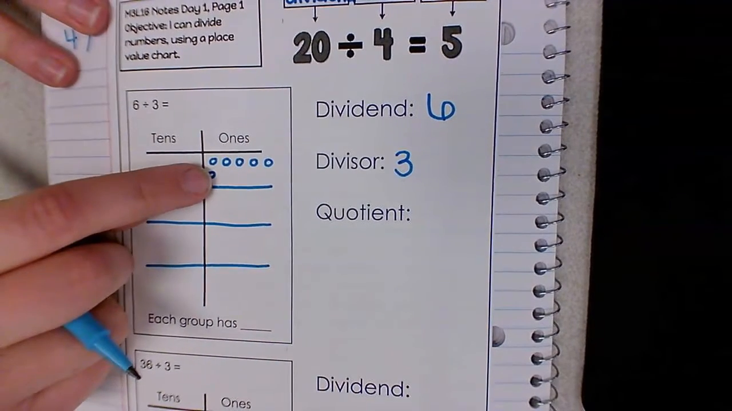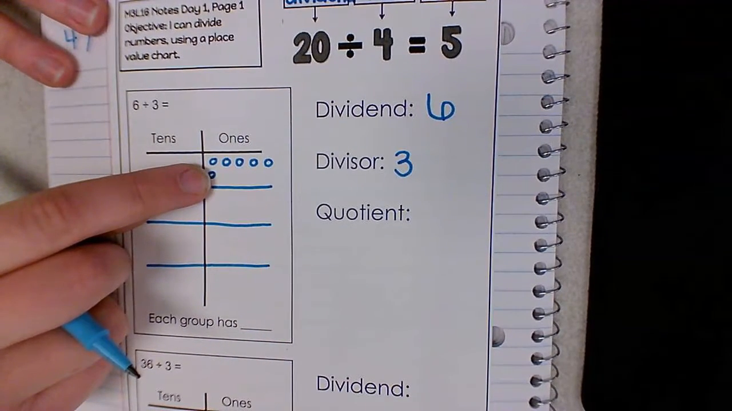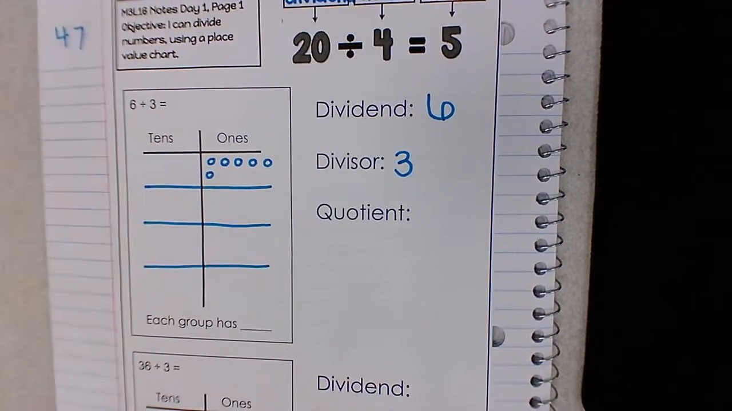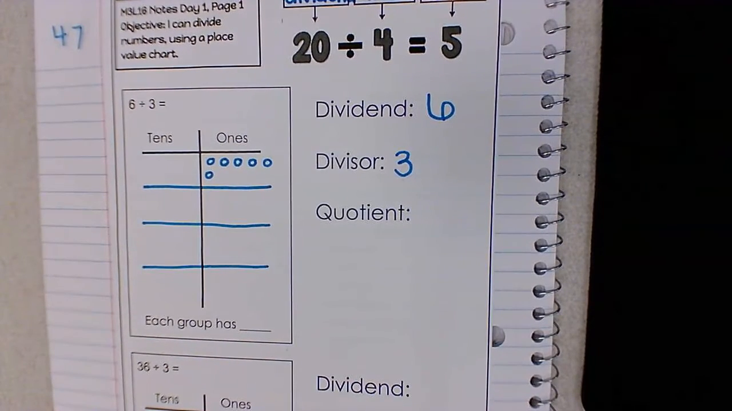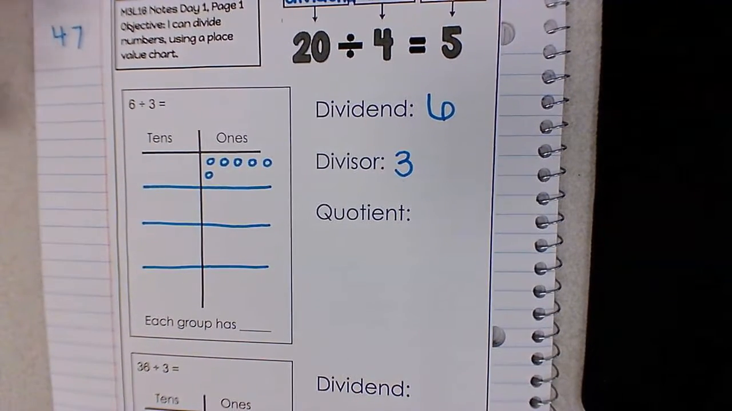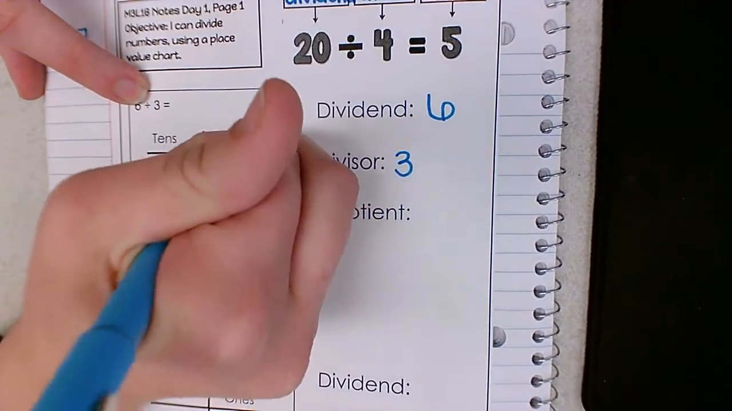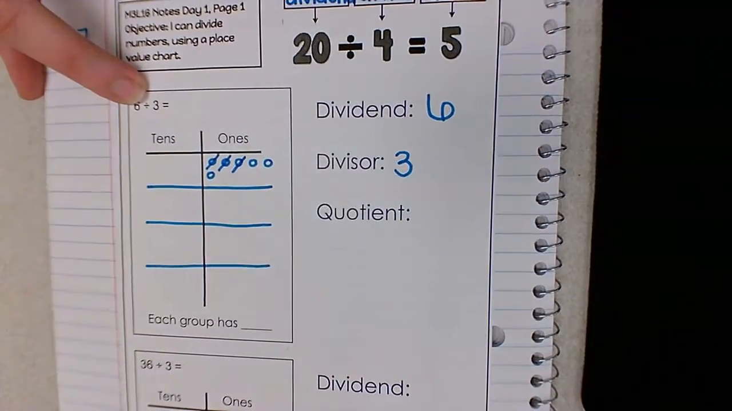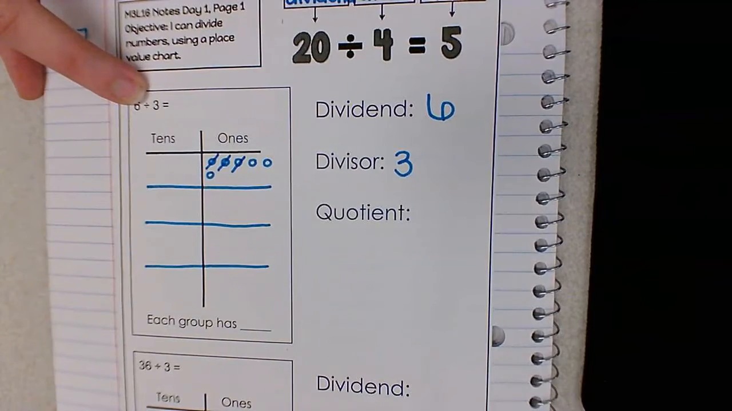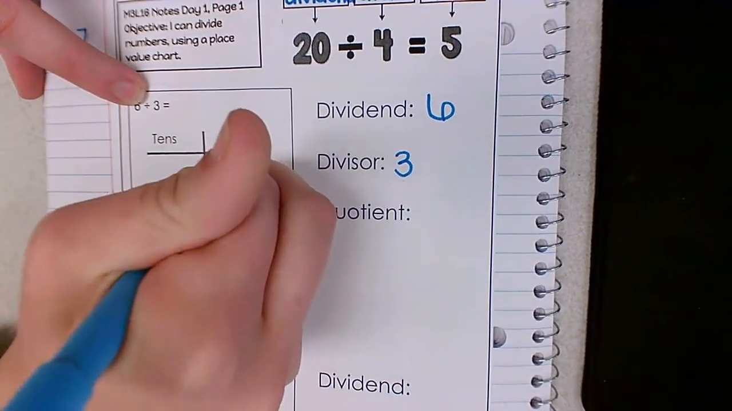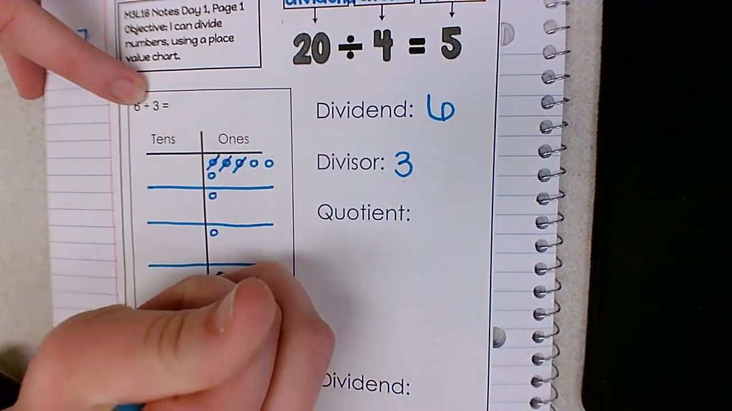So as I distribute these 6 ones, I only want to distribute them if I know I have enough for each of the 3 groups to get one. So I'm going to divide it 3 at a time. That's a lot to take in, so let me model it for you. I'm going to strike out 1, 2, 3, and redraw them so that they're spread out 1 in each of these 3 groups. 1, 2, 3.